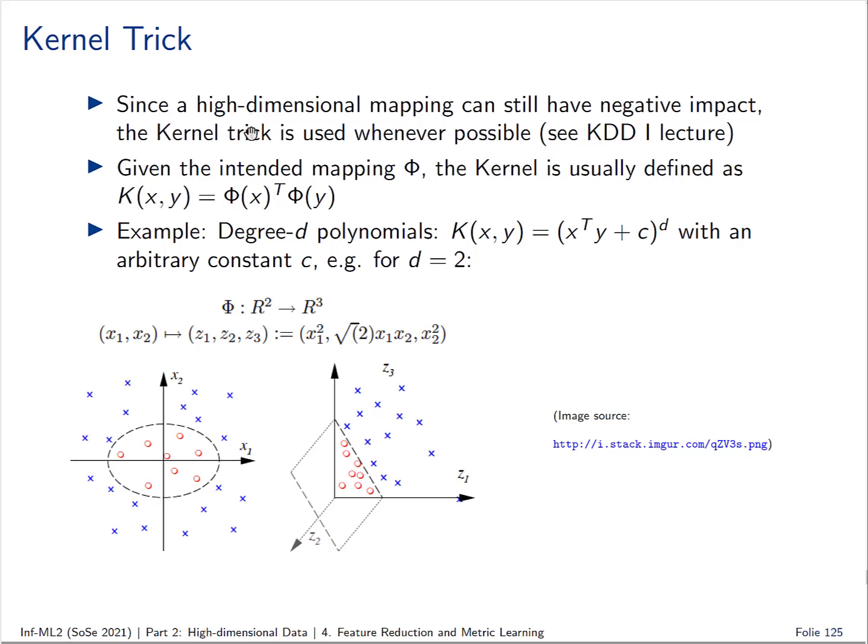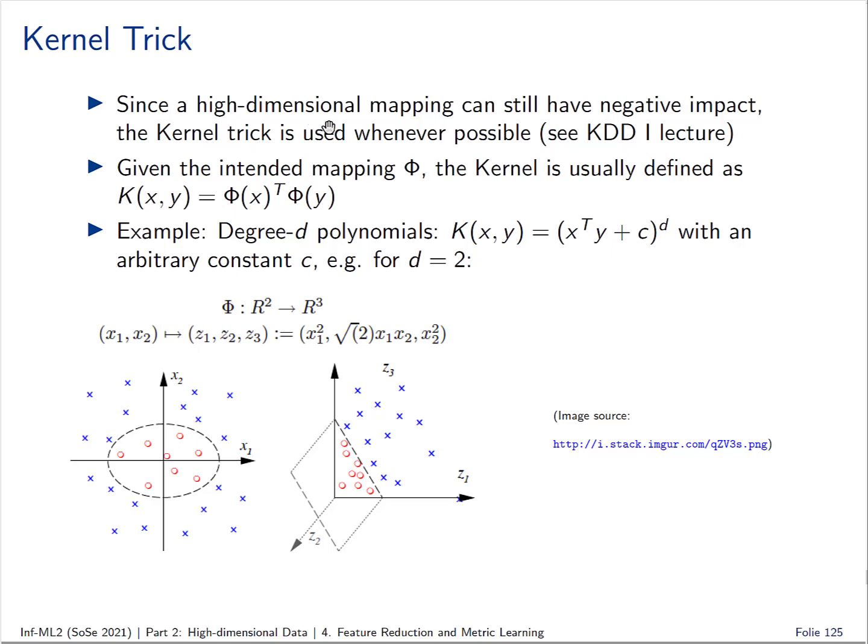We don't want to have a high-dimensional mapping explicitly done, because that can still have some negative impacts, some aspects from the curse of dimensionality. So whenever it's possible, we try to use the so-called kernel trick. That should read KDDM lecture, of course. If you want to have a closer look in the KDDM lecture, I think Matthias Renz did at least some words on the kernel trick.